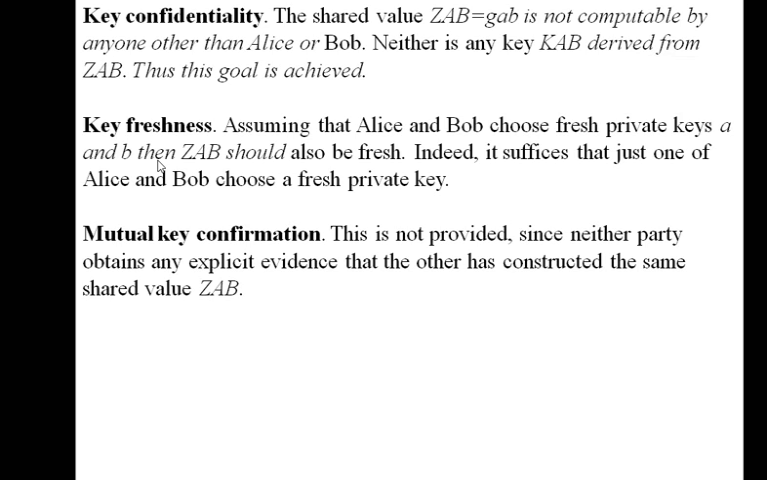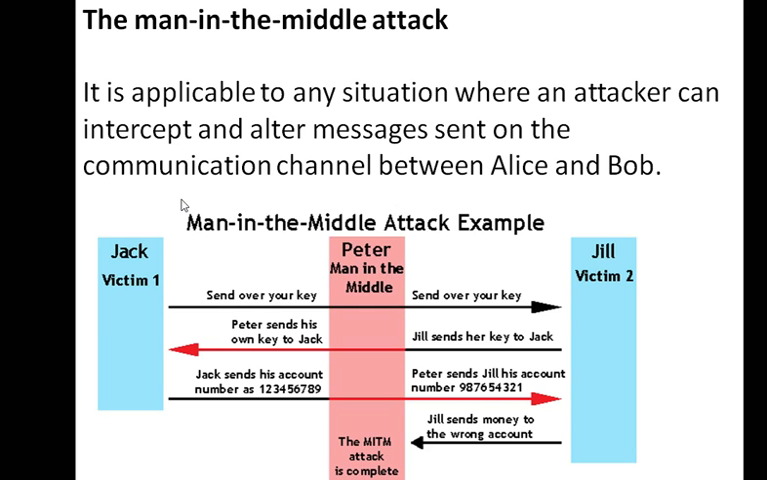Then key confirmation is not provided, since neither party obtains any explicit evidence that the other has constructed the key. The man-in-the-middle attack is applicable to any situation where an attacker can intercept and alter messages sent on the communication channel between Alice and Bob. Okay, there are two people, Jack and Jill. In between these fellows, Peter will come. That is called what? Man in the middle attack.